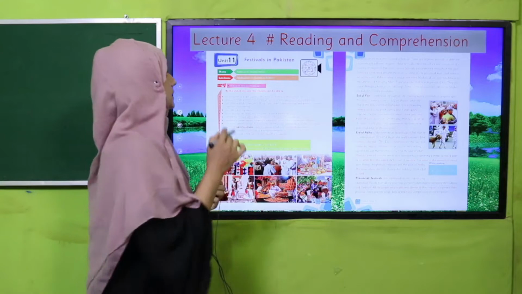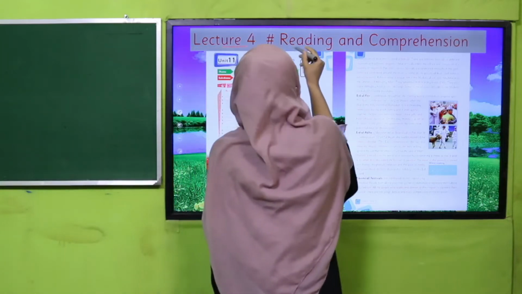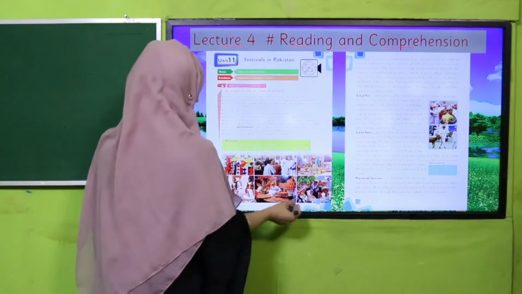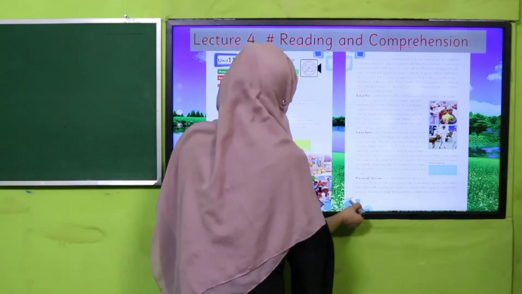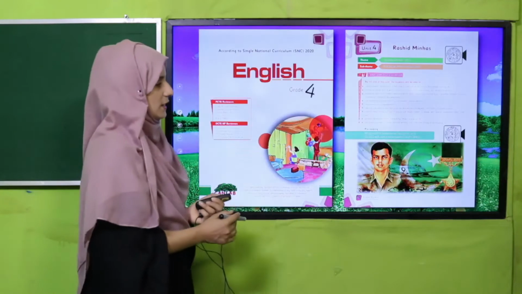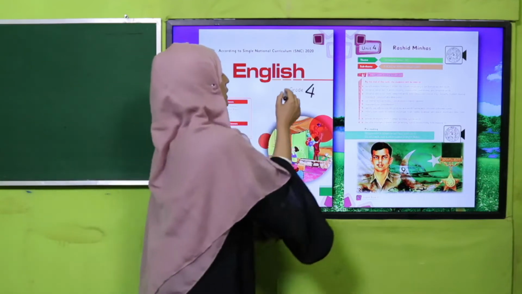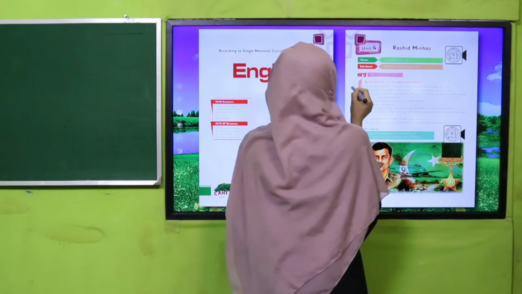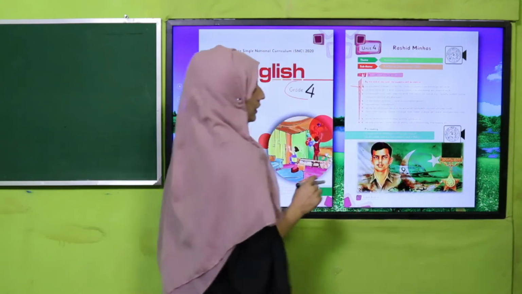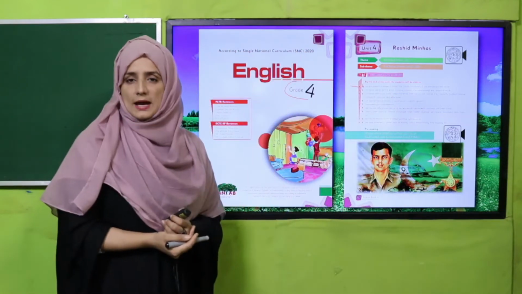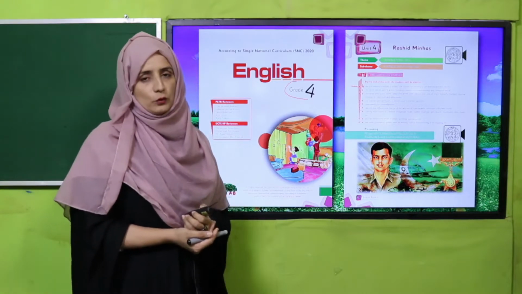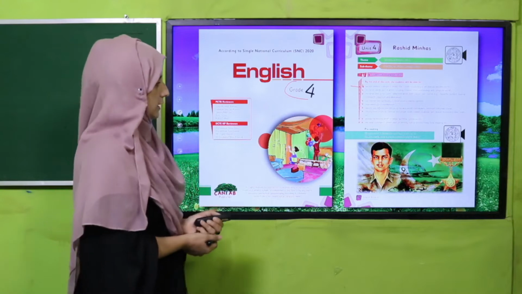Our today's lecture, lecture number 4, we will learn under the title of Reading and Comprehension, and we will cover page number 101 and 102. Before, in English for grade 4, we have already learned in unit number 4 about the use of pre-reading strategies to predict the text. I hope you remember how we covered this SLO. If you do not, you can watch this video lecture again.